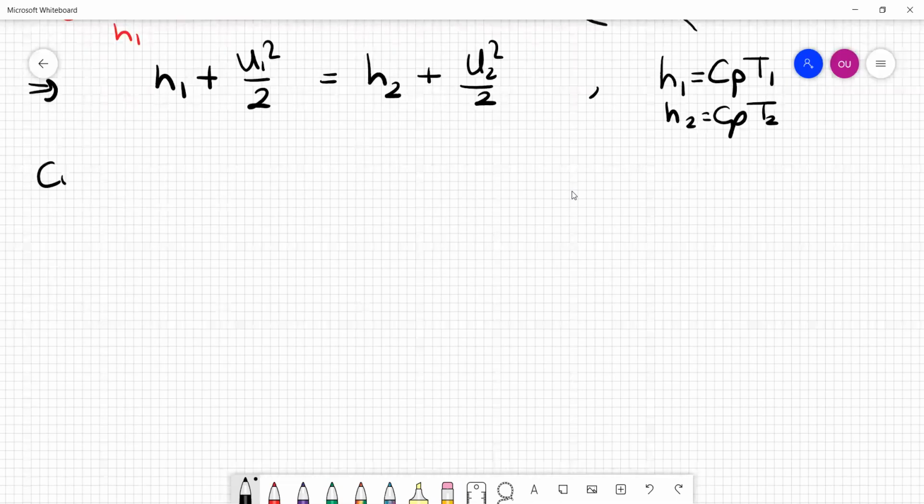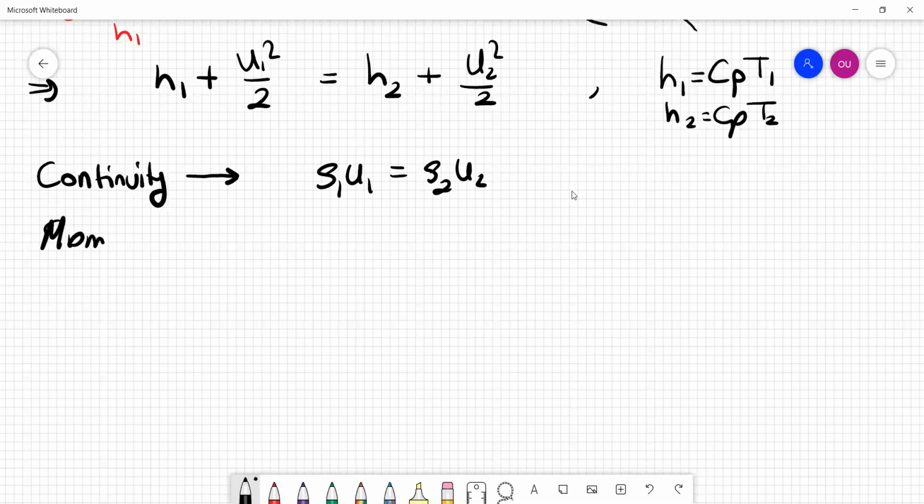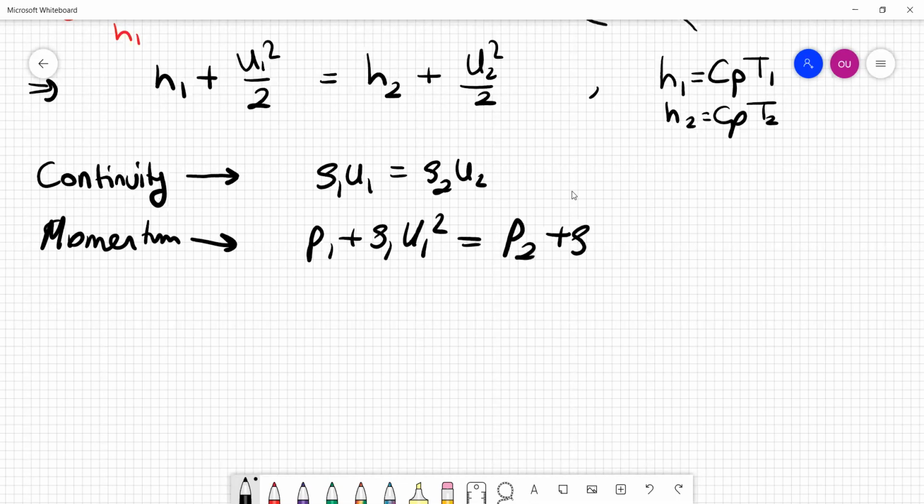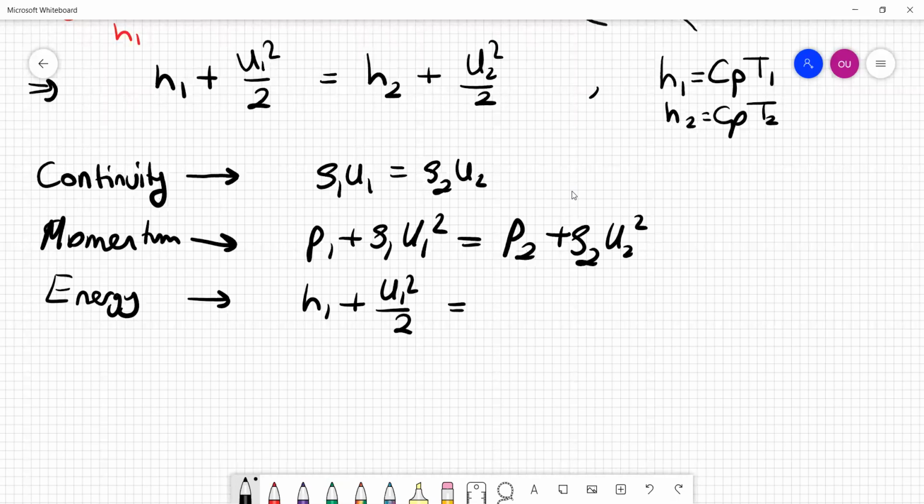But just to summarize, we now have three major equations that relate the before-the-shock properties to the after-the-shock properties. So ρ1 u1 is equal to ρ2 u2 comes from continuity. From momentum, we have the other equation: P1 plus ρ1 u1 square becomes equal to P2 plus ρ2 u2 square. And from the energy, basically H1 plus U1 square over 2 must be equal to H2 plus U2 square over 2.